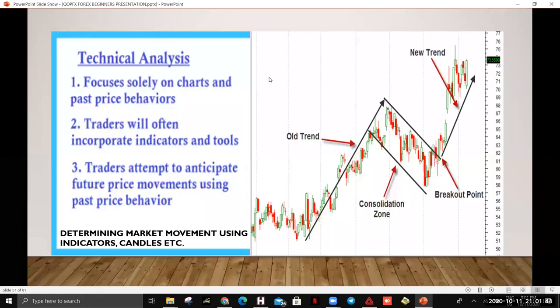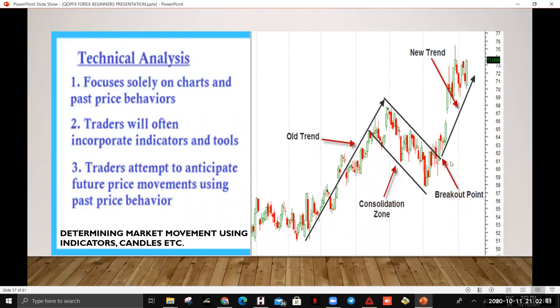For those who use indicators, traders attempt to anticipate future price movements using past price behavior. So this is how it works when you are trading technical analysis. You need to have an idea of your charts. You have to do your analysis using the charts, based on what happened before. You can see the price going up here. This is an old trend. Price is consolidating here, and this is a breakout. If you see where price got to this place, it actually came back to test where it happened here before it started going back up.